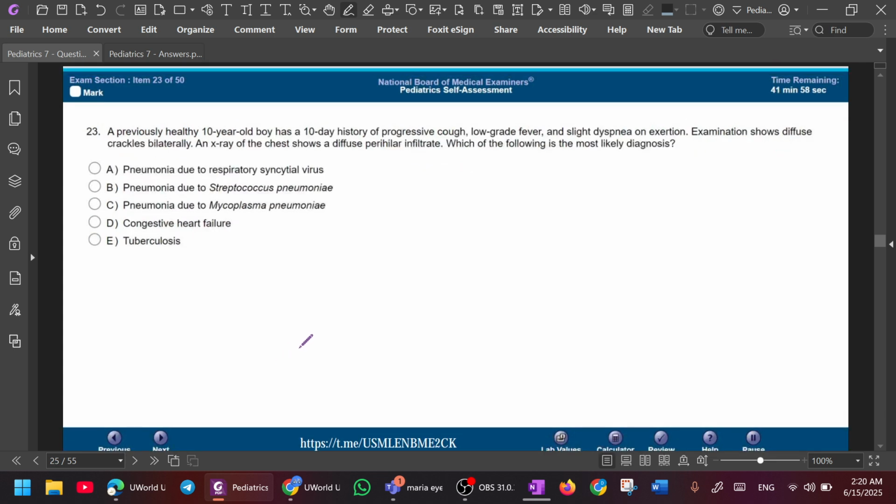A previously healthy 10-year-old boy has a 10-day history of progressive cough, low-grade fever, and slight dyspnea on exertion. Examination shows diffuse crackles bilaterally, and X-ray of the chest shows diffuse bilateral infiltrates. Which of the following is the most likely diagnosis?